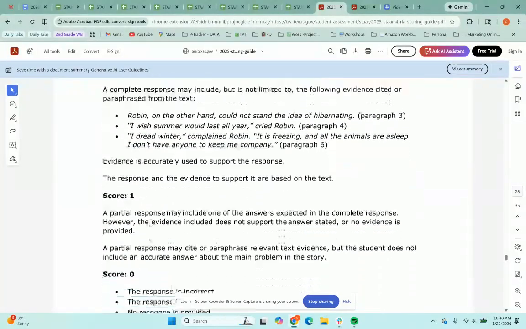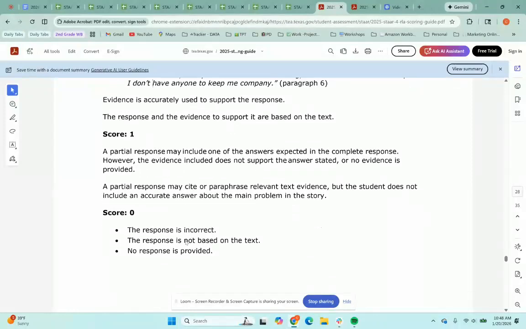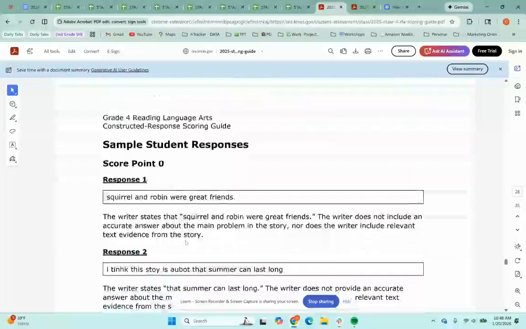Okay, so the way it's scored, a 1 is they got the answer right but the evidence wrong, or they got the evidence right and the answer wrong. So we are trying to go for 2 points on these. They don't need to explain. They don't need to do anything else. They just need to give the answer and the evidence. 2 sentences, 2 points, 2 things, 2 points.